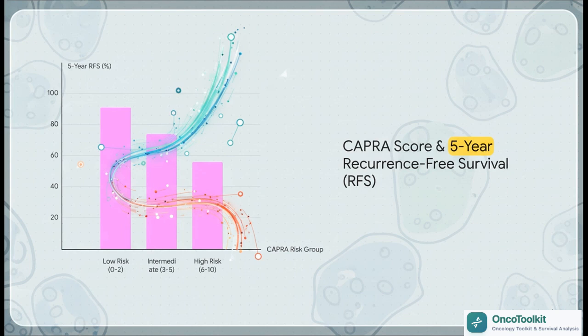Look at the difference. A low CAPRA score, that patient has about a 91% chance of being recurrence-free at 5 years. But a high-risk score? Wow, that probability just plummets to 56%. This gives us that much more granular detail that really complements the broader NCCN categories.